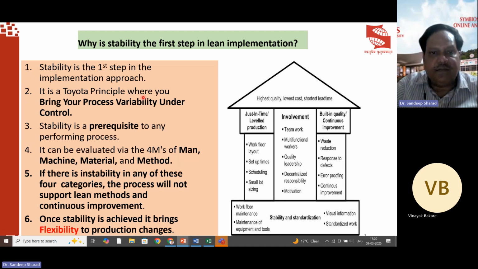It's the Toyota principle where you bring your process variability under control. Stability is the prerequisite to improving any process's performance. It can be evaluated via the 4M: man, machine, material, and method. If there is instability in any of these four categories, the process will not support lean methods and continuous improvement. Once stability is achieved, it brings flexibility to production changes.